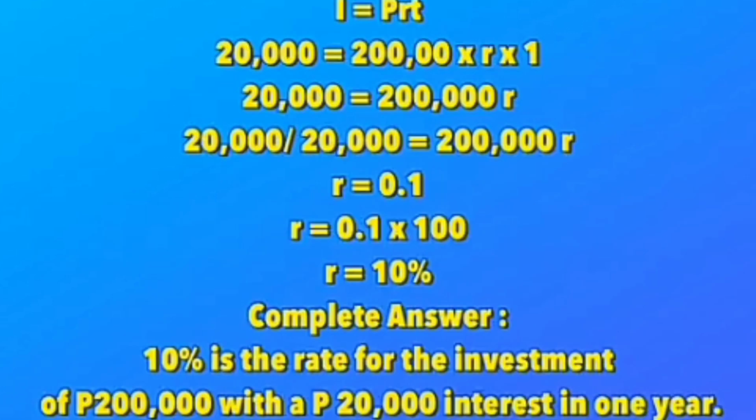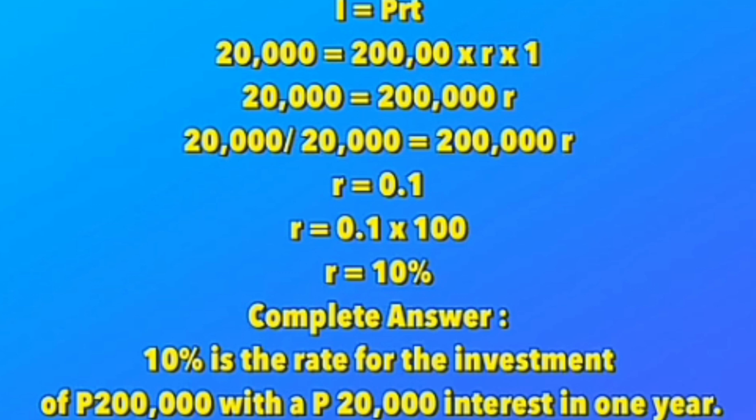We will use the formula I equals PRT. So we have to substitute. The interest given is 20,000 and the P is 200,000 and R is not given and the time is 1 year. So we have to multiply 200,000 times R times 1.